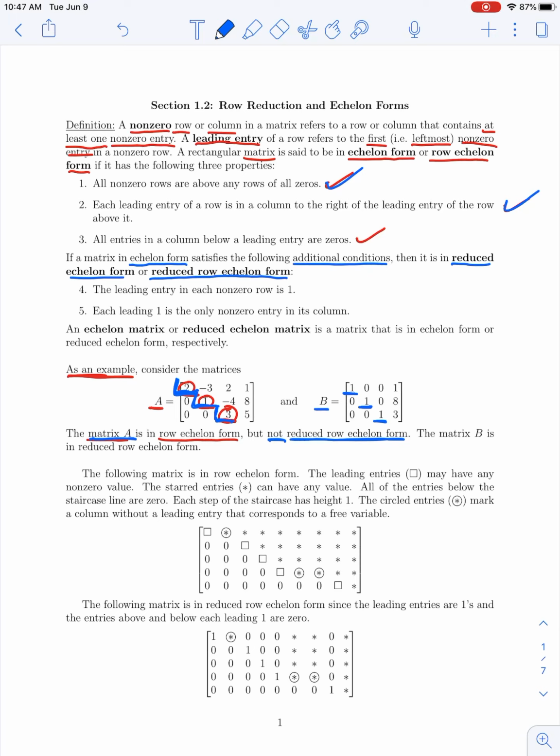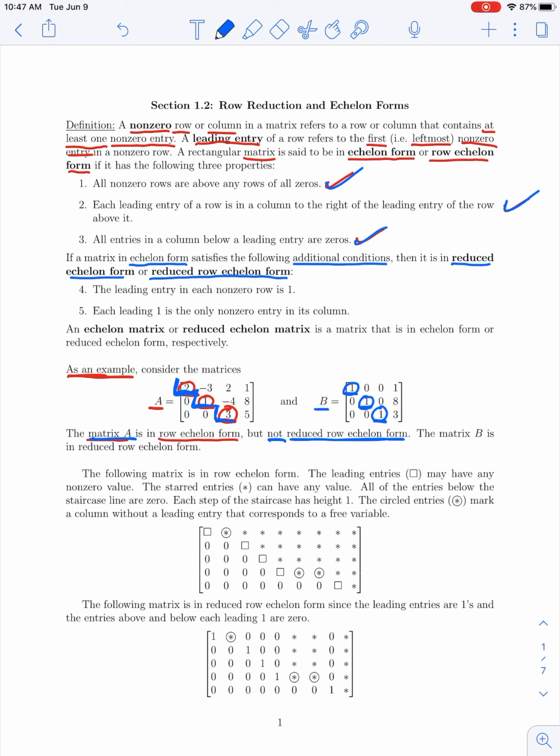The third condition is that all entries in a column below a leading entry are zeros. So for the leading entry in our first row, which was 1, we see that all of the entries below it are 0. For our leading entry in the second row, we have all zeros below that. And for our last row, it doesn't have any rows below it, so we can say that any entry which would appear below that third row would be a 0, since there are no entries below the third row. So B is a matrix which is in echelon form.